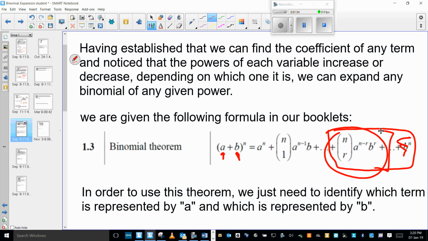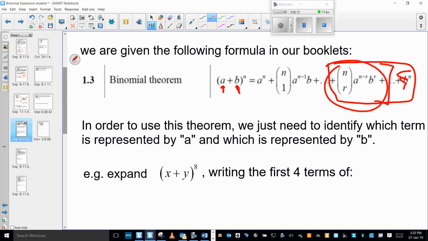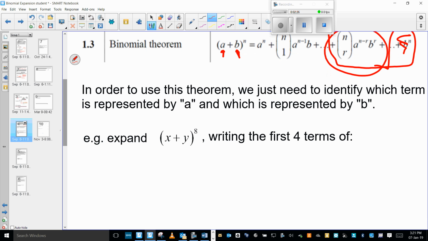This is how you're going to use it. Now it's given you all of these terms to show you that there's lots of them, but this is the general one. So when we're talking about the general one, this is the one we're looking at. So all we have to do is look at our expression and decide what's our A, and what's our B, and what's our n, and what's our r. So if we were to write the first 4 terms of this expansion, x plus y, let's just put x and y again, so that's nice and easy.